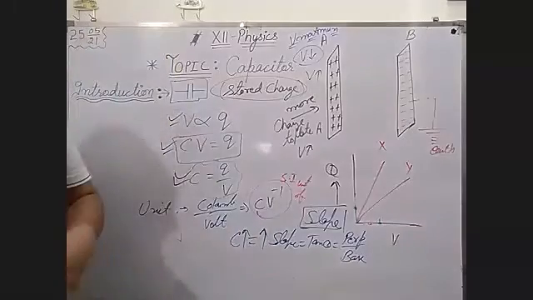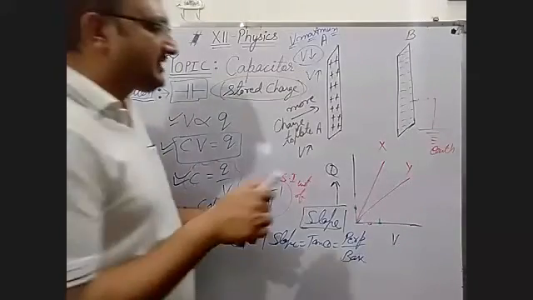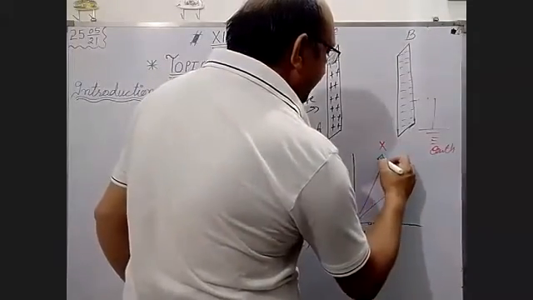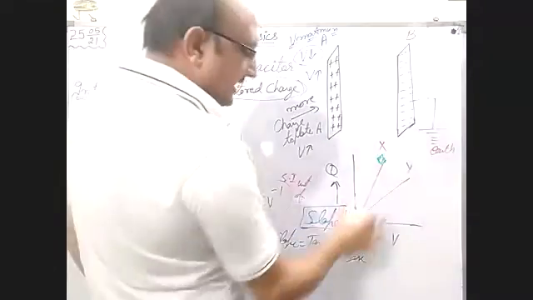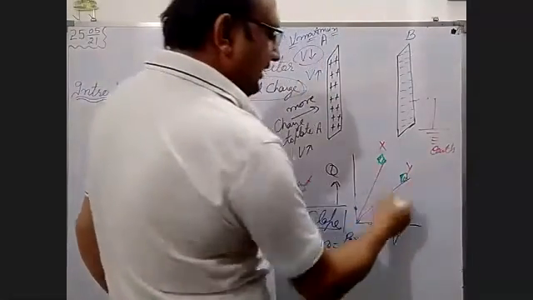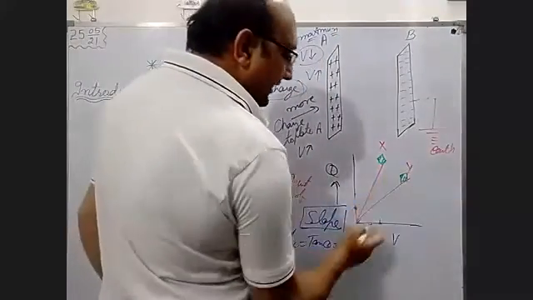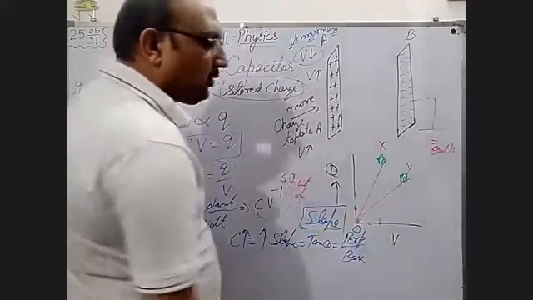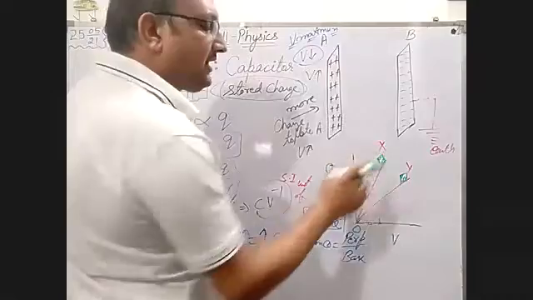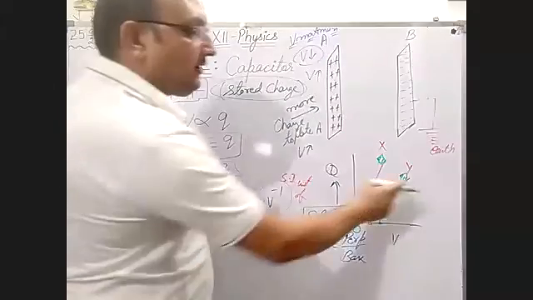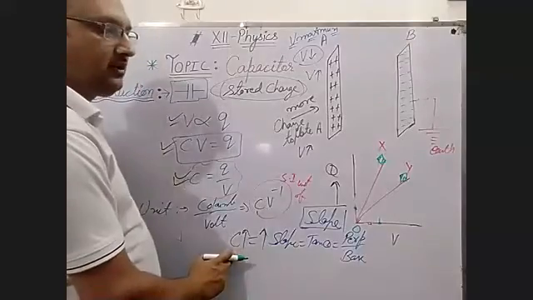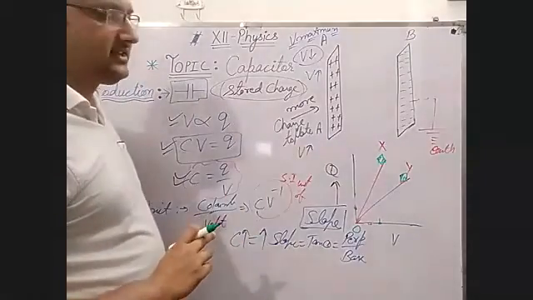This is your answer. Now, in this case, if you slide down from this position, from Y to O and X to O, then you know very well the slope of X is more than Y. If slope is more, then capacitance is more. This is the direct answer in this case.